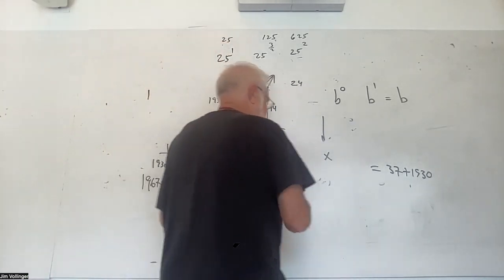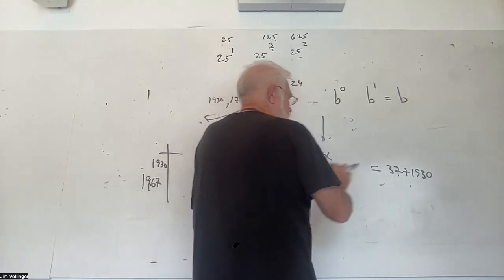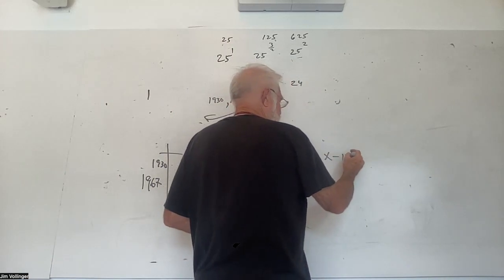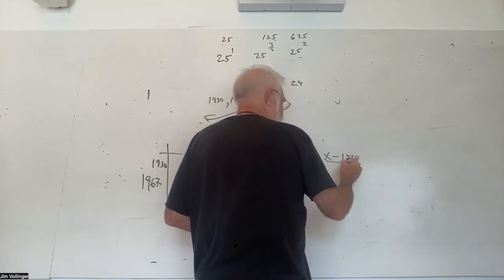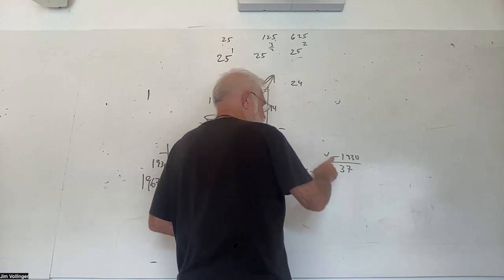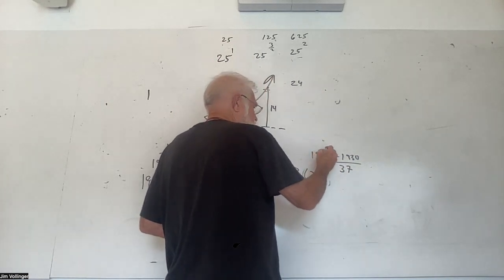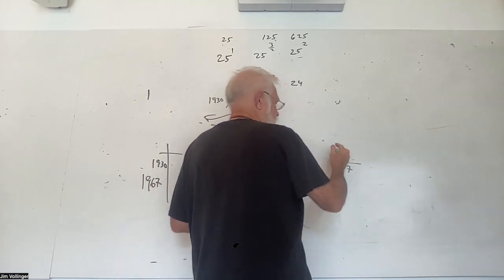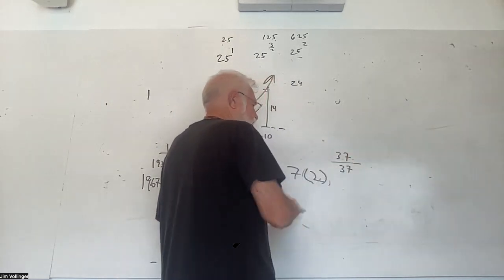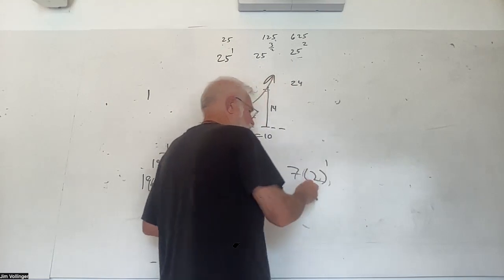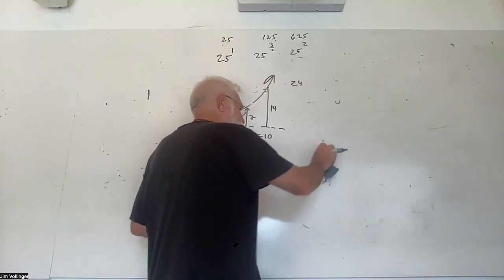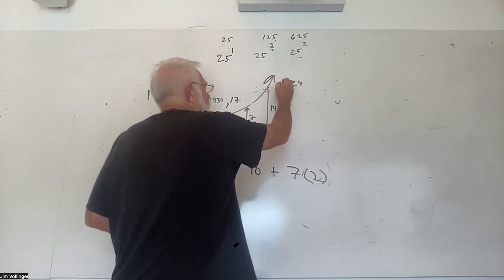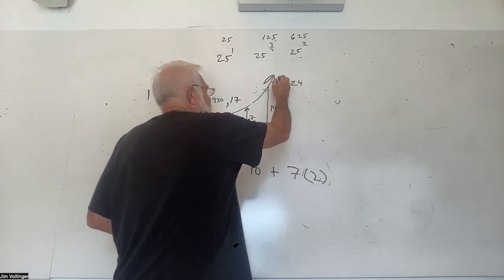So if I put 1967 in here, let's do it. And I'll give you another one like this. X minus 1930 over 37. Okay, I'll put 1967 in here. 1967 minus 1930 is 37. 37 divided by 37 is 1. I don't need a calculator to do 2 to the 1. It's 2. And there's 14 plus 10, 24. And that was in the year 1967.